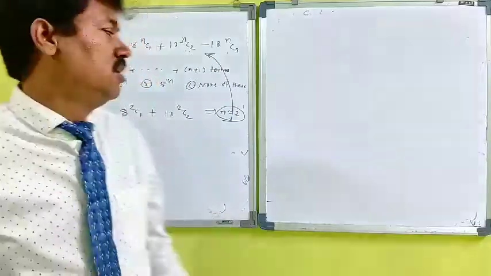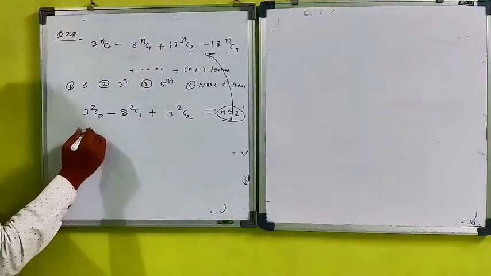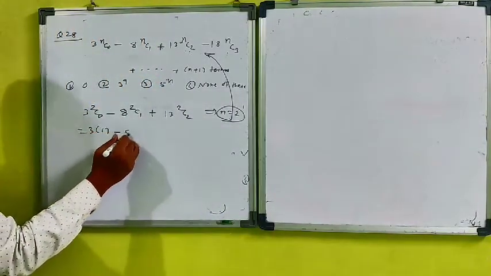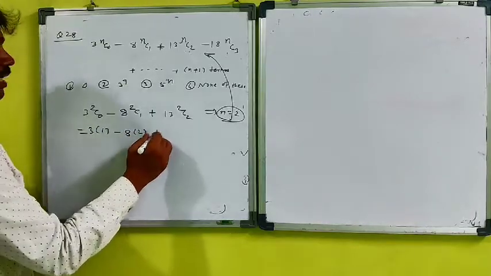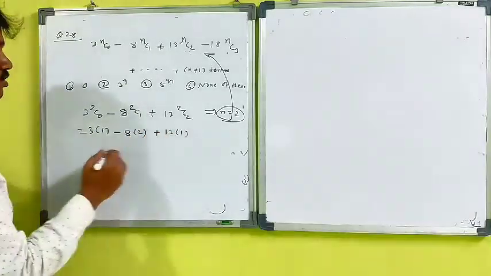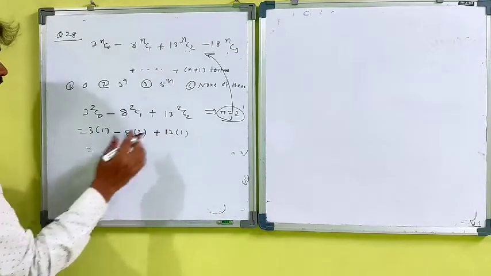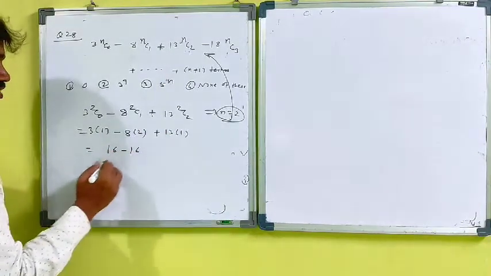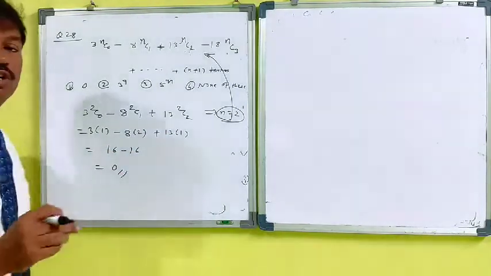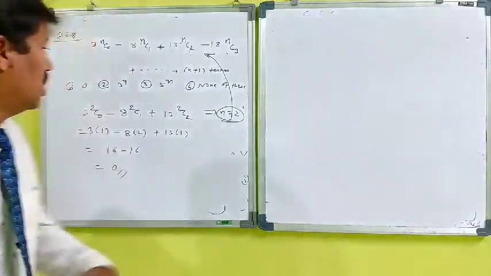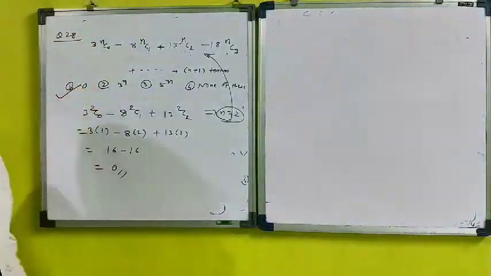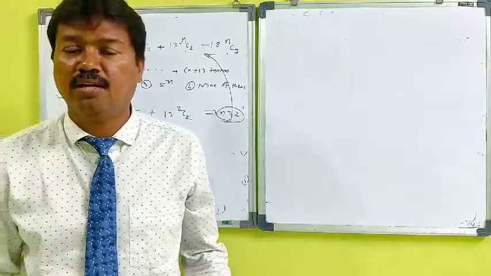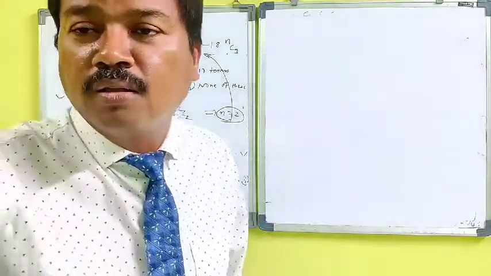So simple it is. So what is the answer for this? 3 into 2c0 is 1, minus 8 into 2, plus 13 into 1. So what is that? 3 plus 13 is 16. 16 minus 16 is 0. Therefore your answer is option 1. So simple. Question 28, answer is option 1.